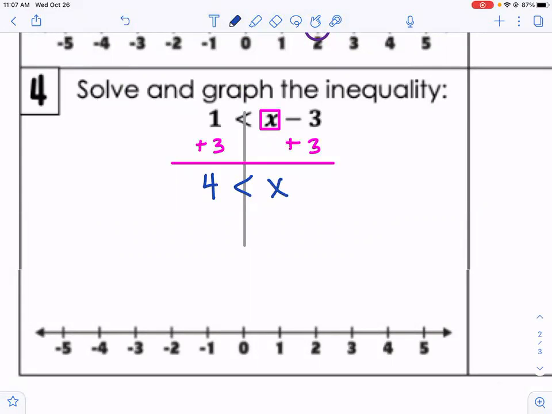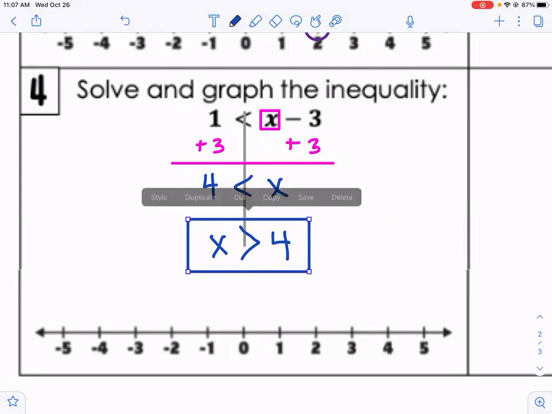Now, remember, you want the X or whatever your variable is on the left. So I need you to rewrite this to be X is greater than 4. Please make sure you rewrite it. That way, when you graph it, you'll be okay. So we have an open circle at 4. And everybody, which direction are we going to go? Right.